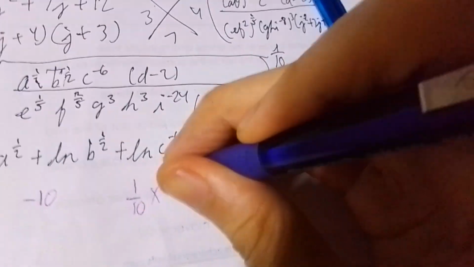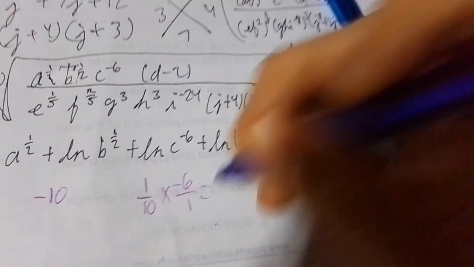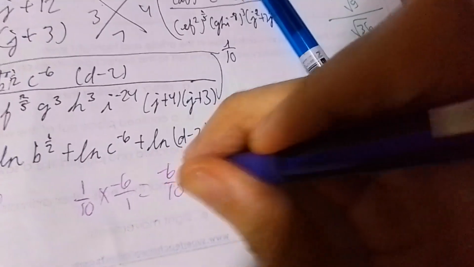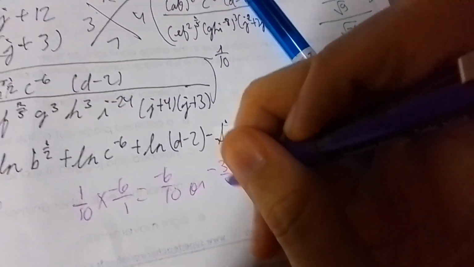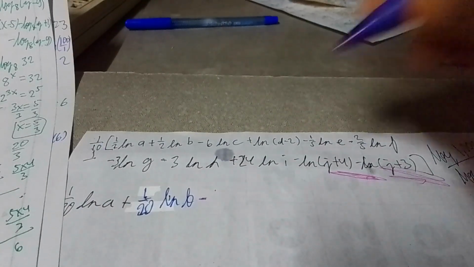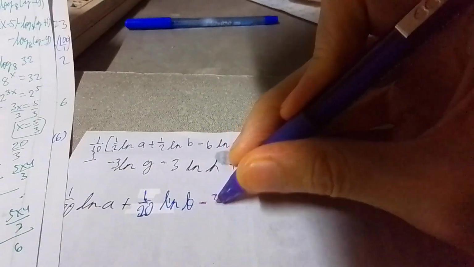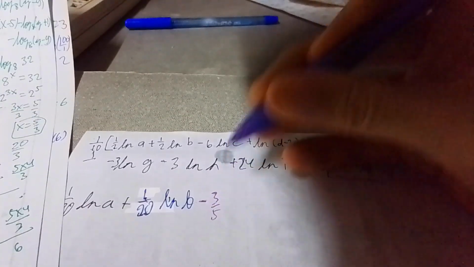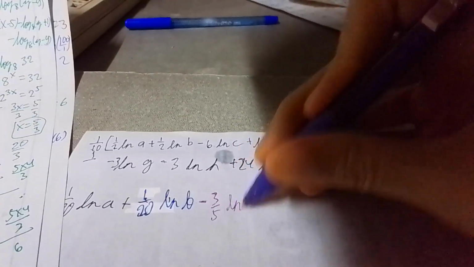Of course, doing it here, let's do it here. 1/10 times -6. You're supposed to get -6/10. Simplifying that will give you -3/5. So tama, you're supposed to get -3/5, minus 3/5 ln of C.